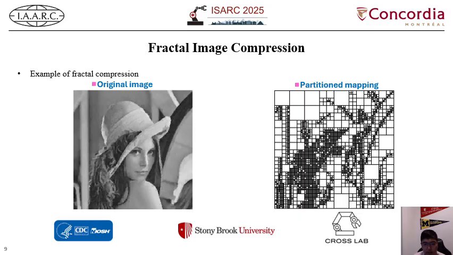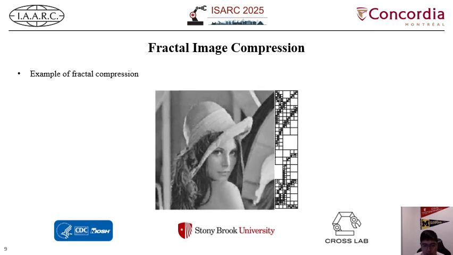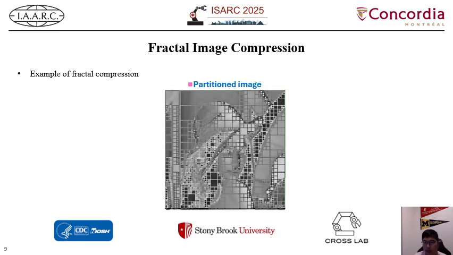Here is an example of the fractal compression. On the left-hand side is an original image, and on the right-hand side is a partitioned mapping by the different sizes of grid. And you can see the overlap between each of them. You can see from the image, the more complex areas get more fine-grained blocks, whereas the simpler areas have a more coarse grid to represent them.